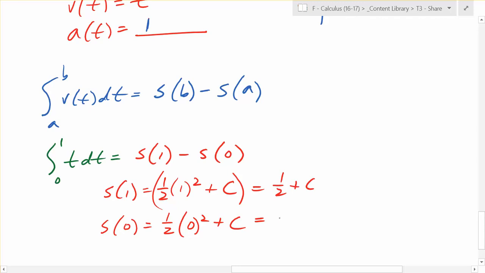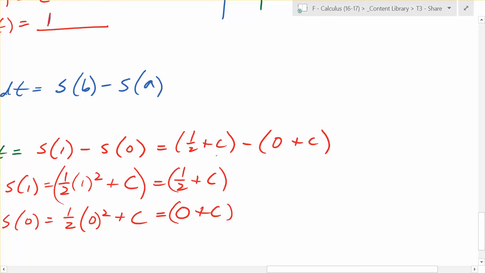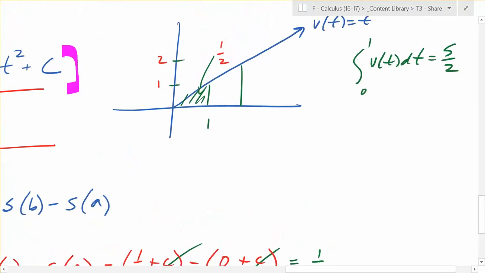And what's this equal to? 0 plus C, right? So we did this out, and we wanted to go from S1. So what was S1? It was 1/2 plus C. And what was this? Minus, oh look, not 1/2, it's 0, right? Plus C. What cancels? They are always going to cancel. And what are you left with? Does that match what we got up there?